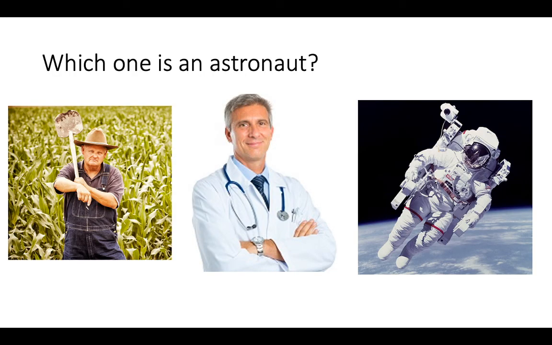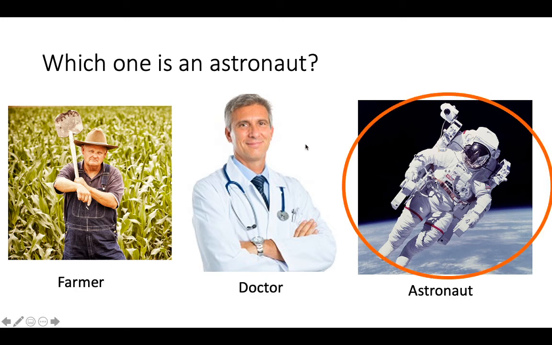Which one of these is an astronaut? A, B, or C? And bonus point, can you name each of these three professions or jobs? The answer is C. This is an astronaut. This is a doctor, and this is a farmer.